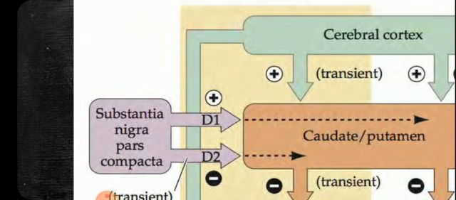What the difference here is, when dopamine binds to the D1 receptor on the direct pathway, it becomes excitatory. When dopamine binds to the D2 receptors on the indirect pathway, the same dopamine becomes inhibitory to the pathway. So when dopamine is released at the end of the substantia nigrostriatal pathway, it stimulates the direct pathway and it inhibits the indirect pathway.